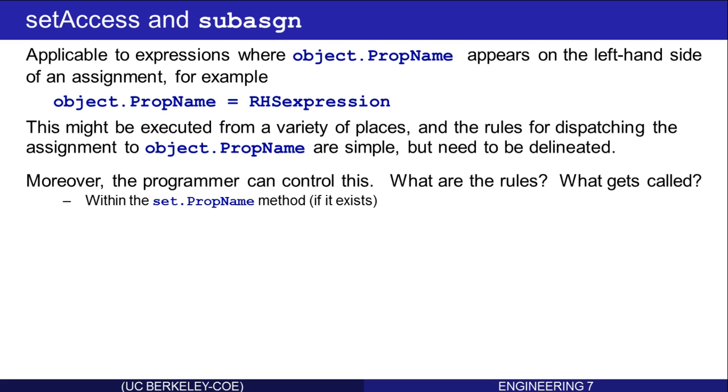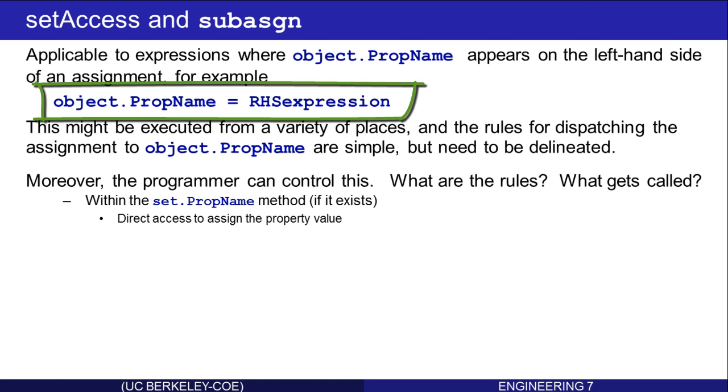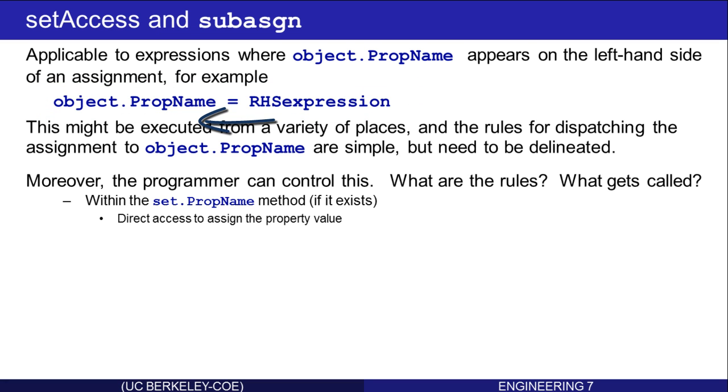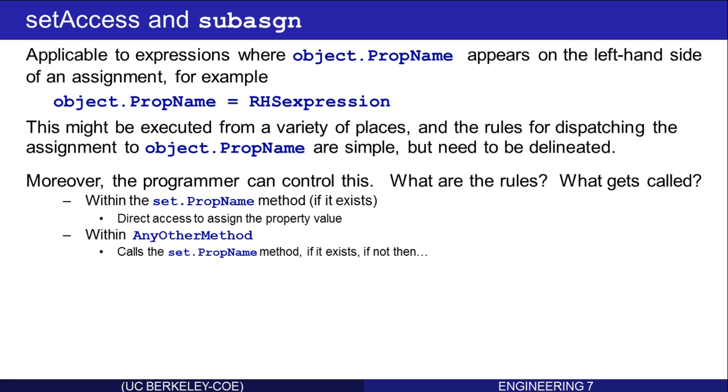First, if this assignment is done within the setPropName method, which we'll cover shortly, if it exists, then there's really direct access to assign the property value. That expression is executed, and whatever the right-hand side expression evaluates to becomes the property value for that property. If the assignment is done within any other method of the class, then it calls this setPropName method if it exists. If it doesn't exist, then again there's direct access to assign the property value.